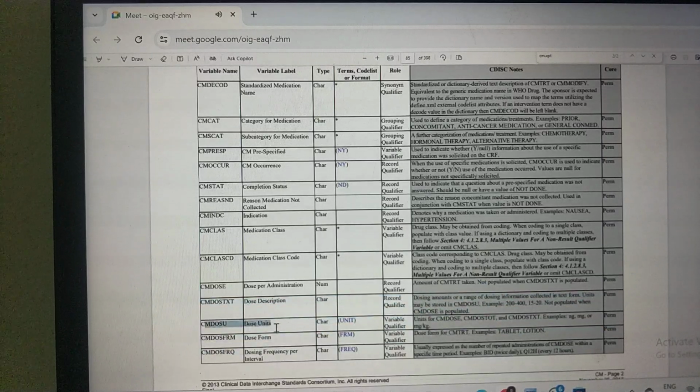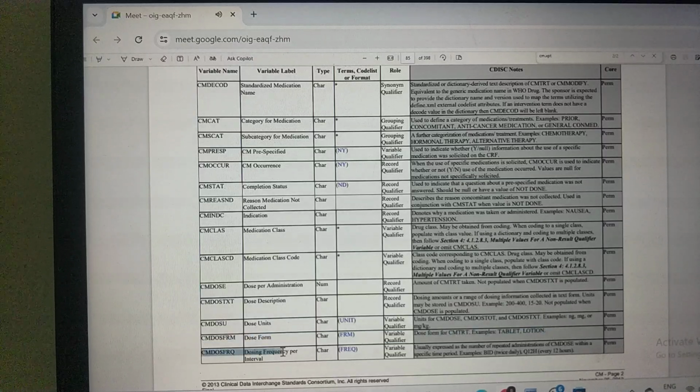Again, CMDOSU, dose units. If the dose is 100 or 200, what is that? Is it mg, ml, nanograms, or micrograms? Whatever the dose units are, they can be mentioned here. Then the dose form, CMDOSFRM. What is the dose form? Is it a tablet, a lotion, a patch, or an injection? We can put that dose form here.